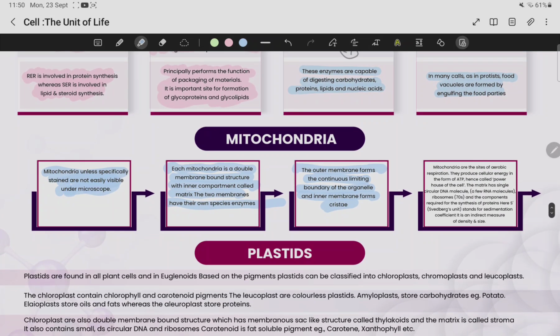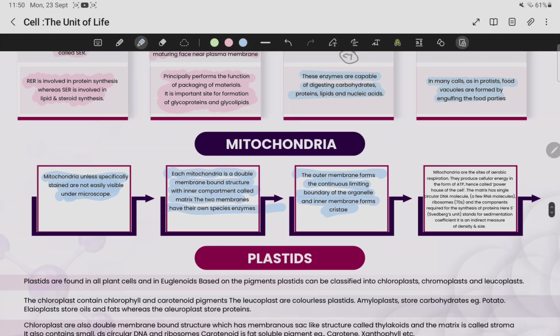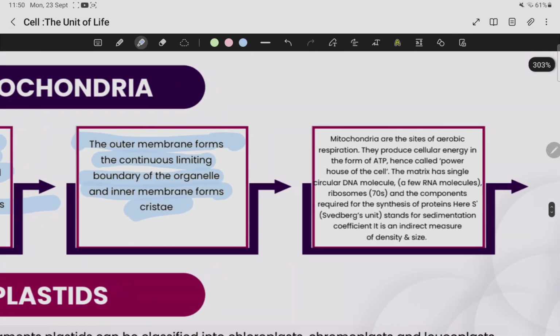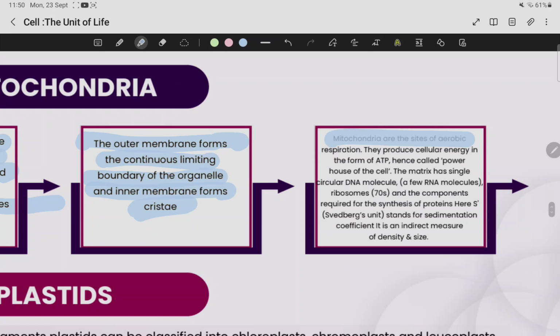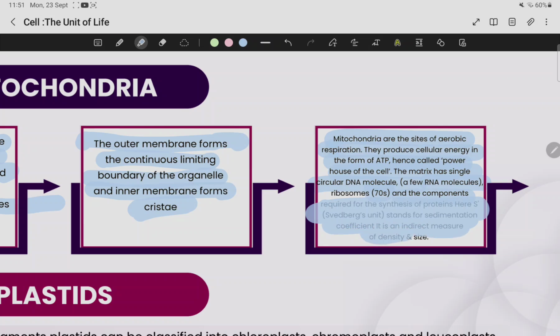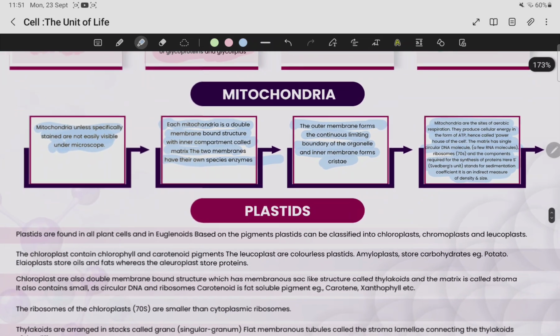Mitochondria are the sites of aerobic respiration. They produce cellular energy in the form of ATP, hence called the powerhouse of the cell. The matrix has a single circular DNA, a few RNA molecules, 70S ribosomes, and the components required for the synthesis of proteins. The Svedberg unit stands for the sedimentation coefficient, as it is an indirect measure of density and size.